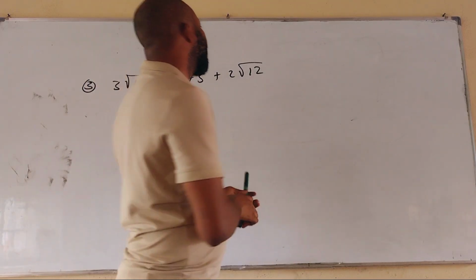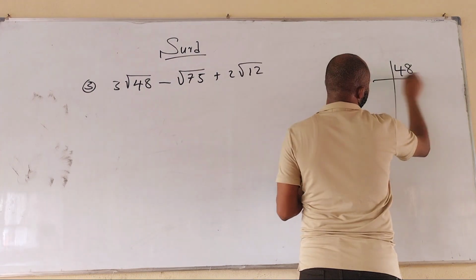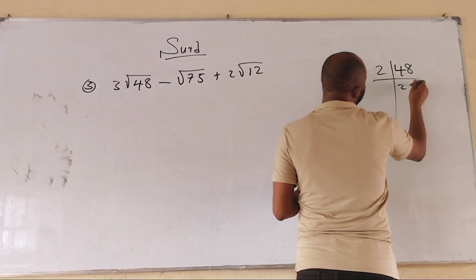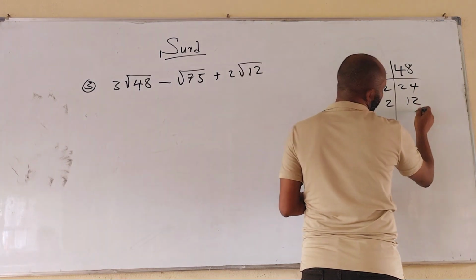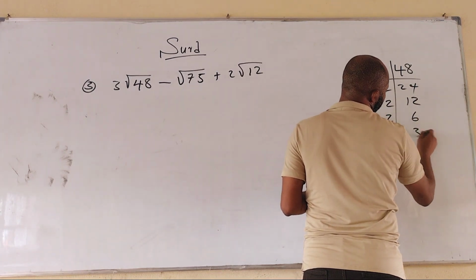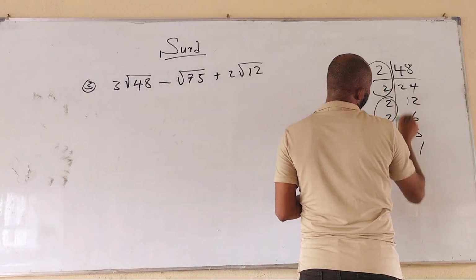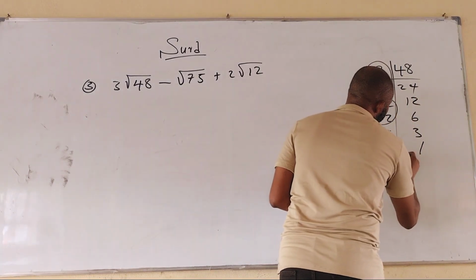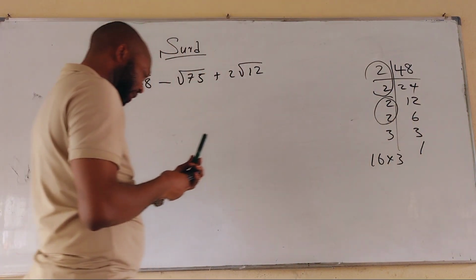So first of all, start here. Our 48 as usual, don't forget that. This is 24. 2 goes here will give us 12. 2 goes here will give us 6. 2 goes here will give us 3. 3 goes here will give us 1. So this is 4, 16 times 3. When you confirm that, 16 times 3 will give you 48.